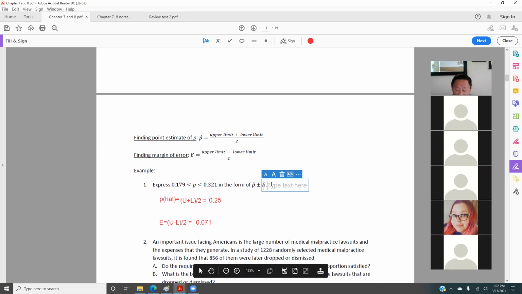So what is your answer in the form of p hat plus or minus E? Your answer will be 0.25 plus or minus 0.071. Okay, so p hat is this one and E is this one. And that's how you figure out your answer. You guys all right here?